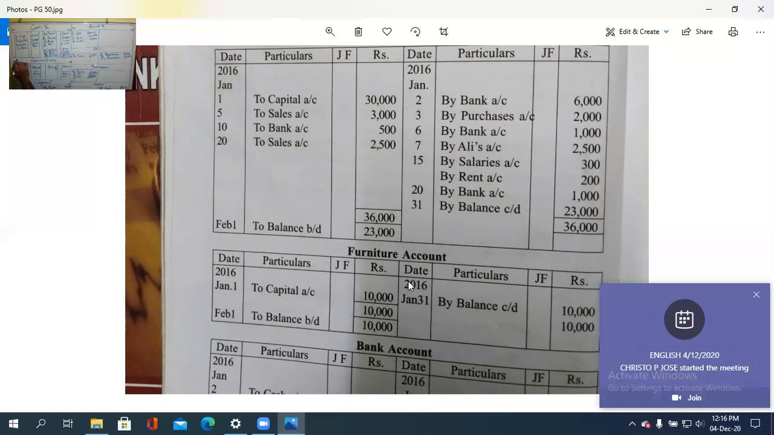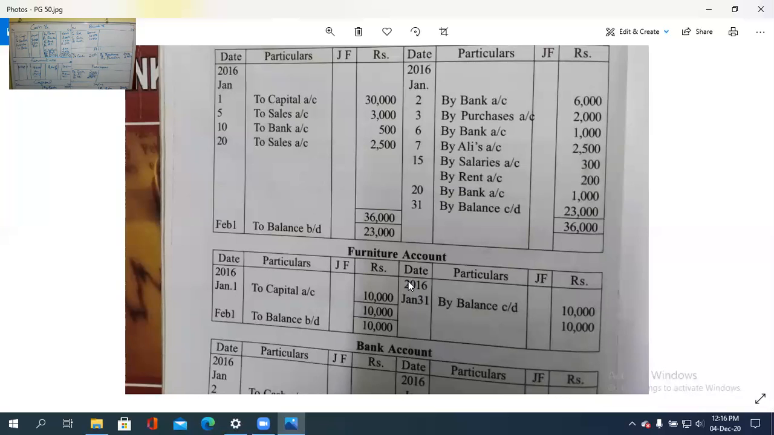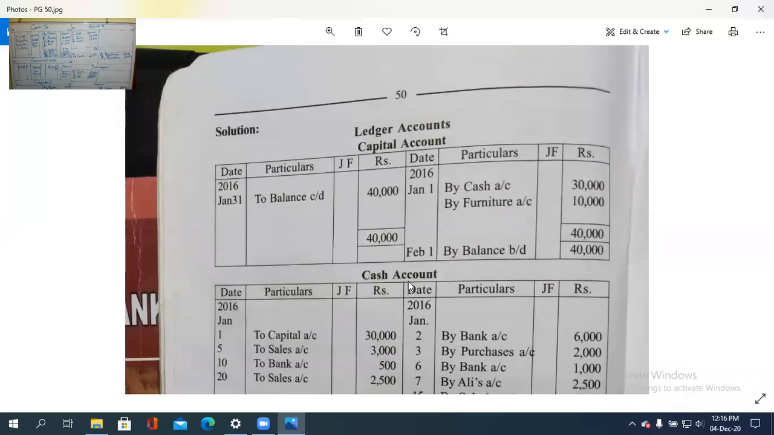So this 23,000 needs to be passed to balance carried down, and then that balance is to be brought down. See, the balance brought down is 23,000. Then the furniture account, the same 10,000, is to be carried down and brought down. Then the capital account, 30 plus 10, 40. So see, this capital account 40,000 to balance carried down.